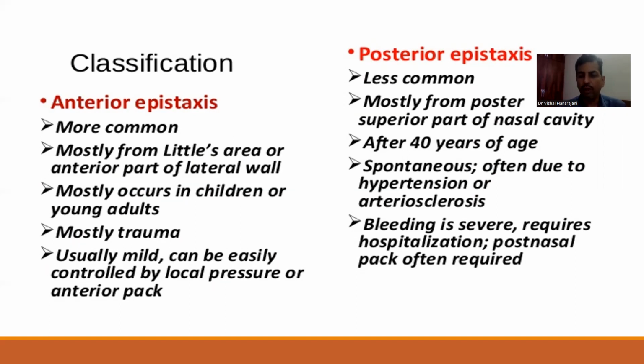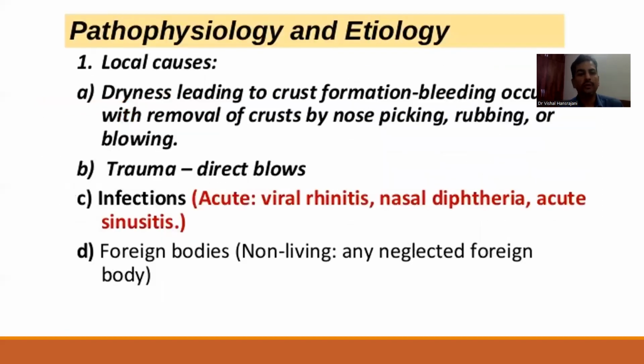usually in the later part of life, after 40 years of age. This type of epistaxis is usually spontaneous and often due to hypertension or arteriosclerosis, which prevents spontaneous vasospasm, so it is difficult to control. It usually requires hospitalization of the patient, and the bleeding is severe. We need anterior as well as posterior nasal packs to control it. In the pathophysiology and etiology, there must be local causes like dryness leading to crust formation.